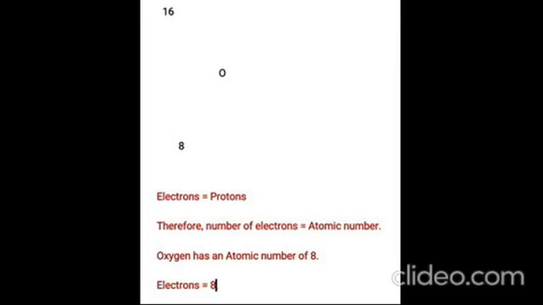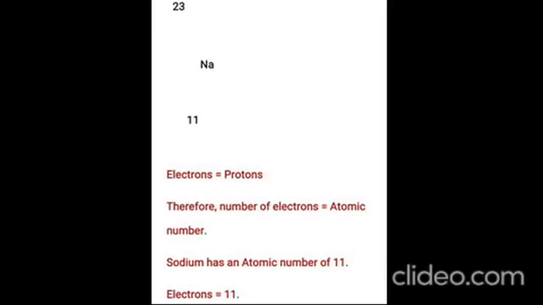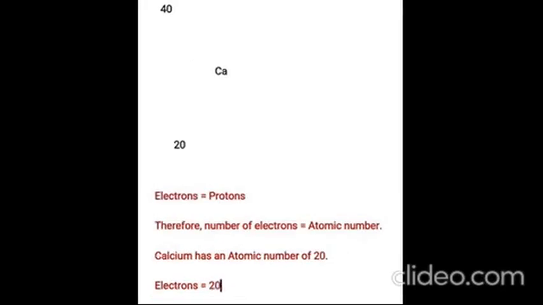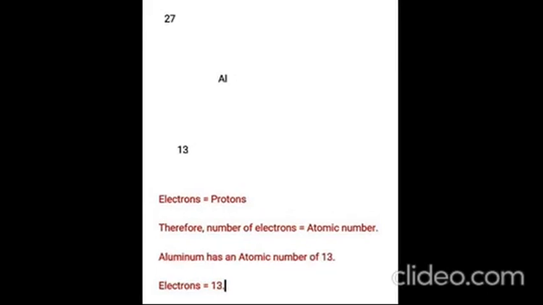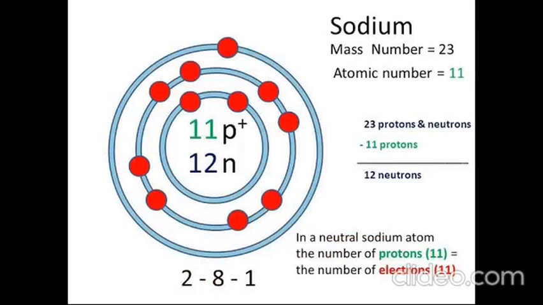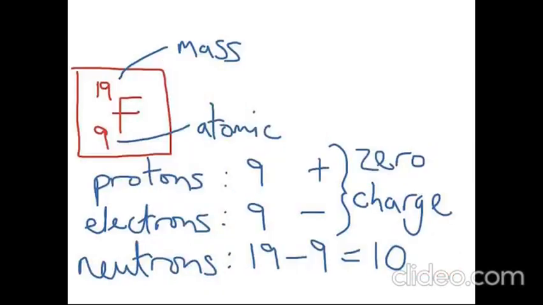Finding the electrons. An atom is neutral and therefore has the same number of protons and electrons. Finding the neutrons. The mass and atomic numbers can be used to find the number of neutrons in ions and atoms. Number of neutrons equals mass number minus number of protons.